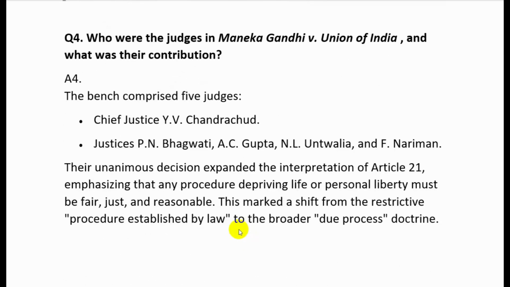Okay, now let's move on to the next question. Who were the judges in Maneka Gandhi versus Union of India and what was their contribution?